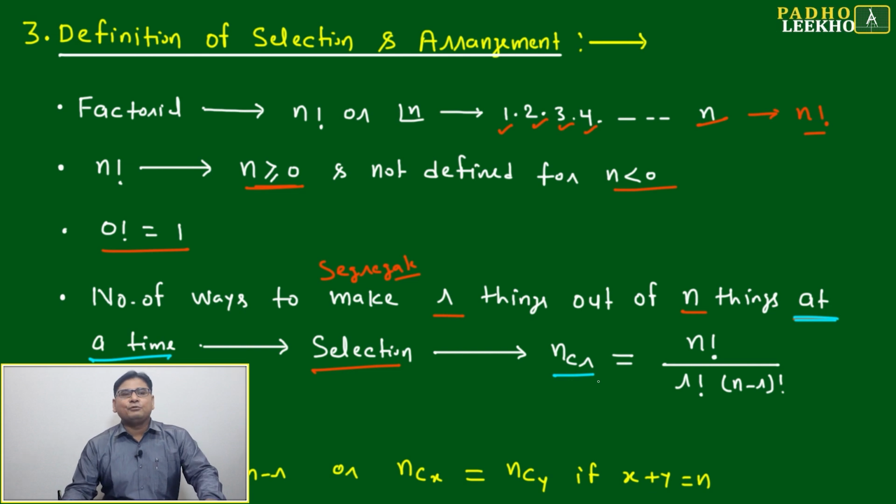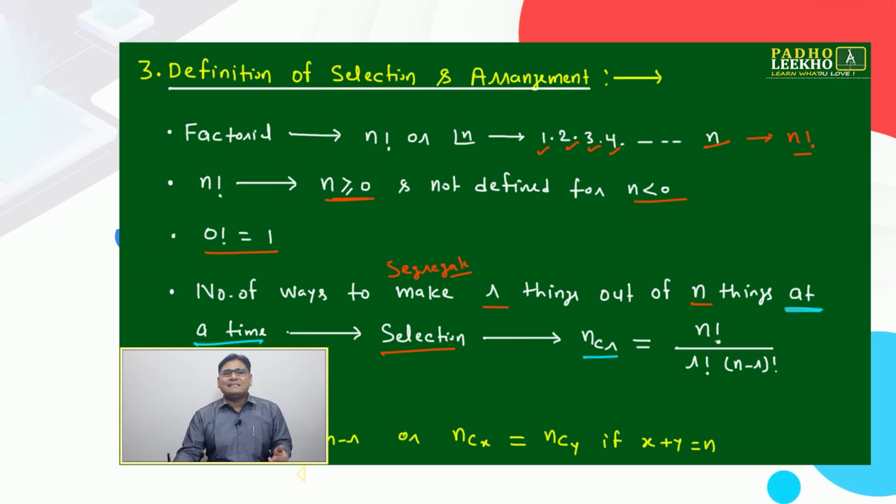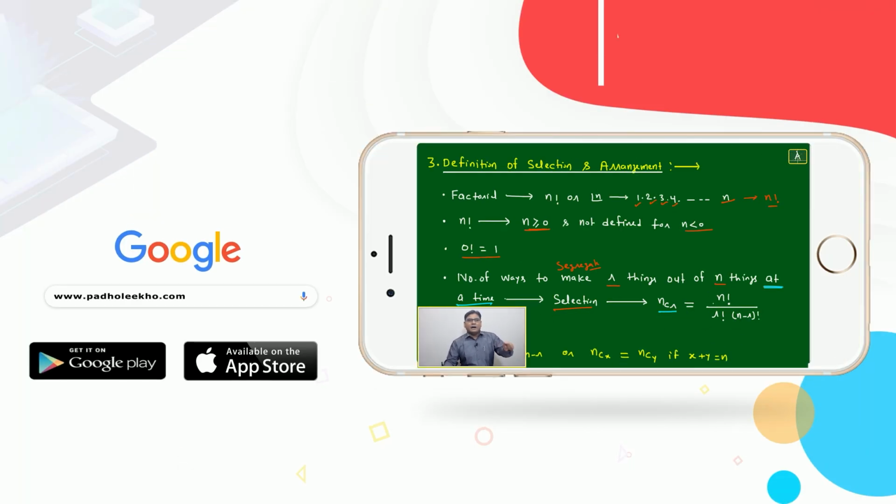This comes from expansion. If we are expanding (a plus b) to the power n, then in the binomial expansion we get this terminology, which is called nCr. It means r things out of n, that is, factorial n divided by factorial r divided by factorial n minus r.